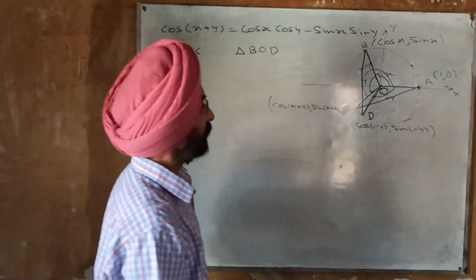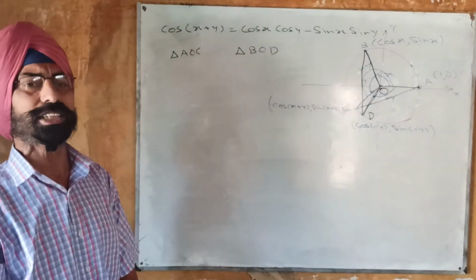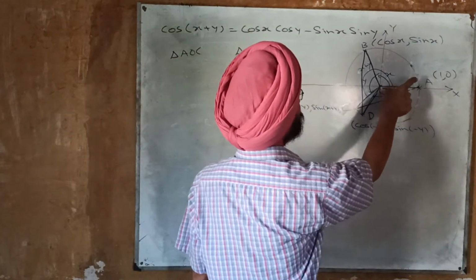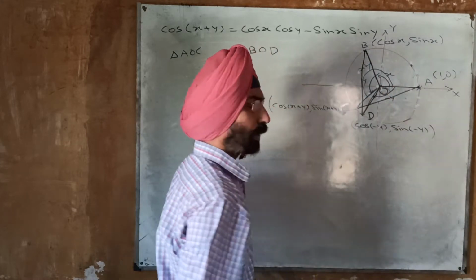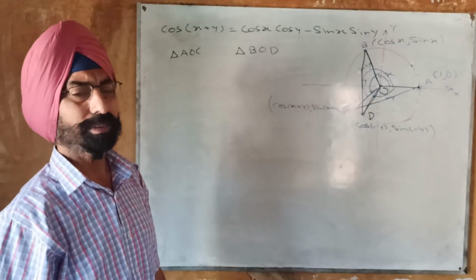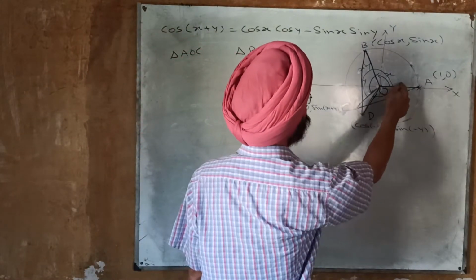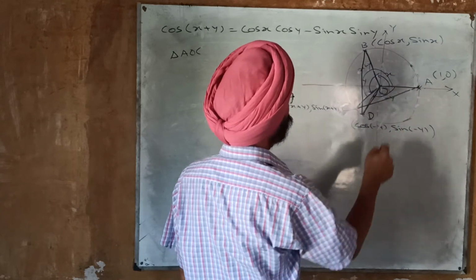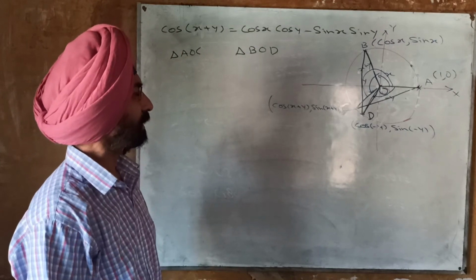Why are they congruent? Because two of the sides of each of these triangles are equal to the radius of the circle. That means OA is the same as OB and OC is the same as OD. Two of the sides are the same. Thirdly, what is the angle AOD? This angle is y. Angle BOD is also y. So you have angle y in both the cases.